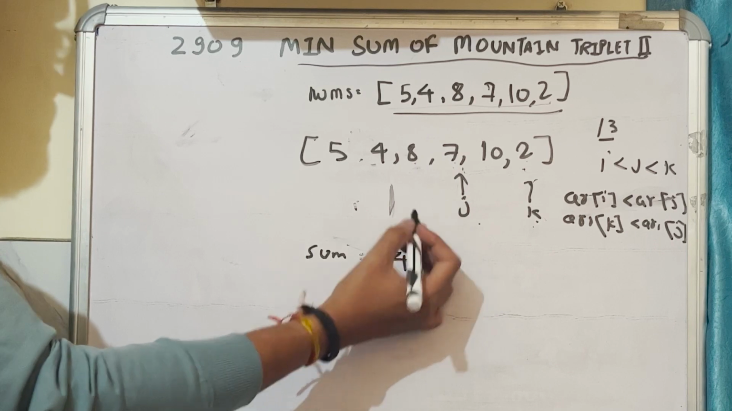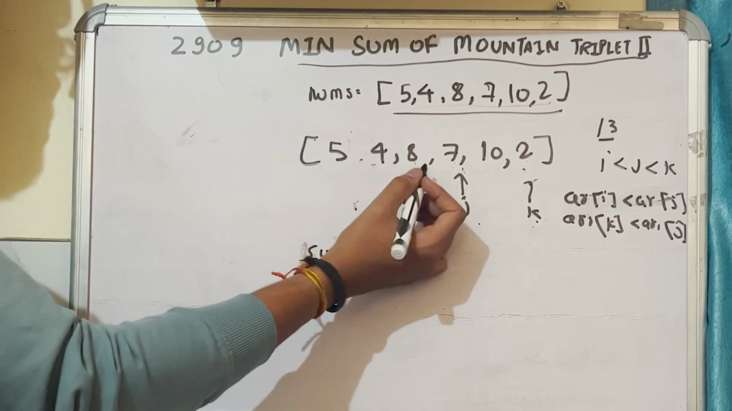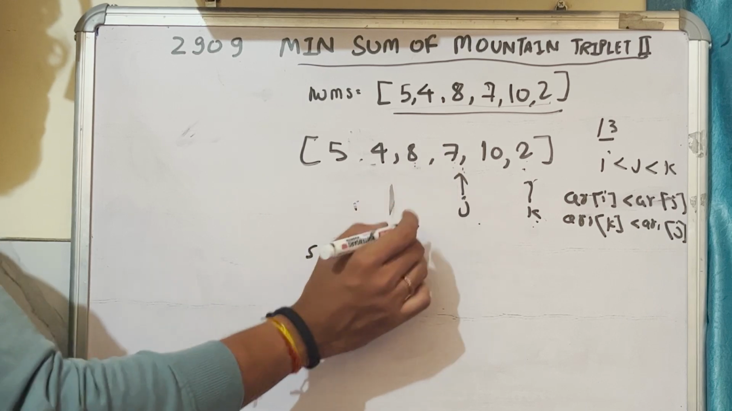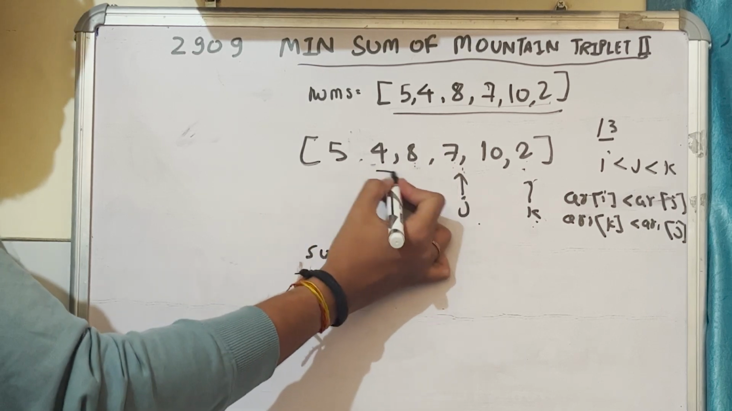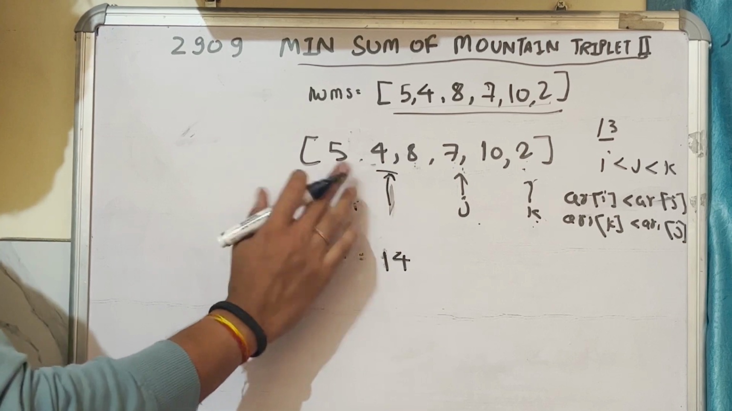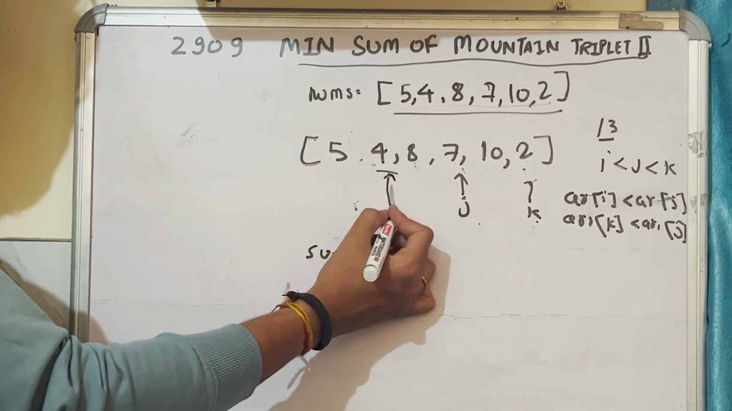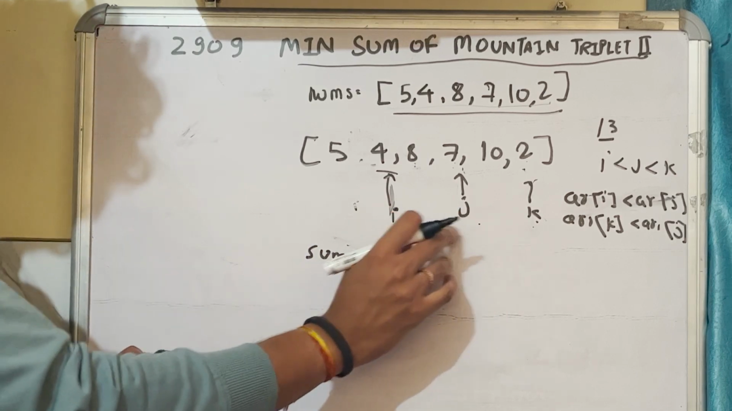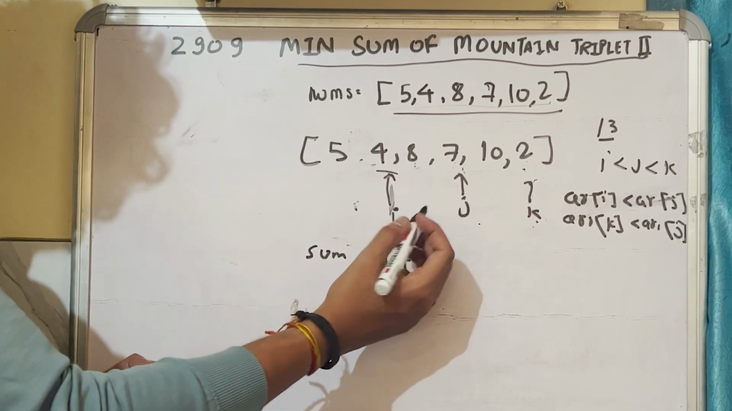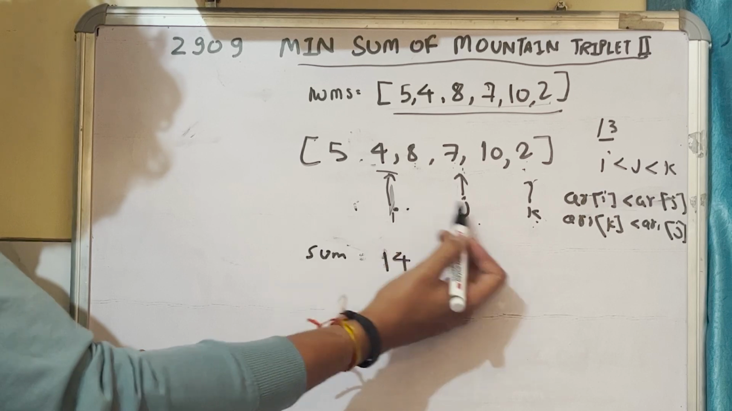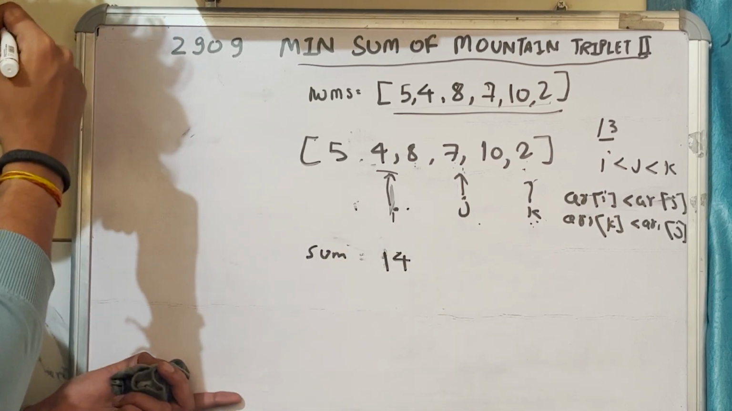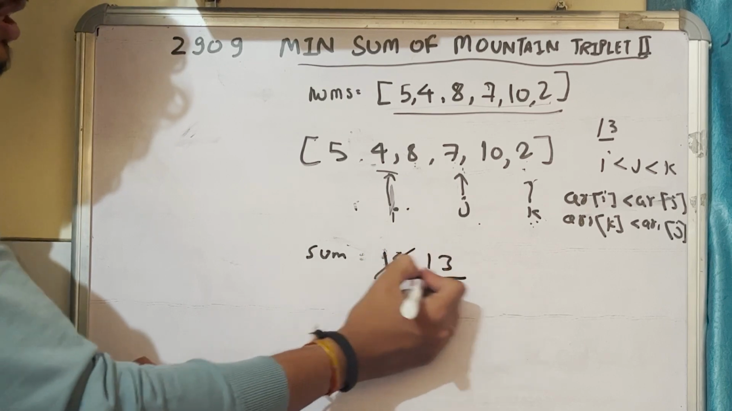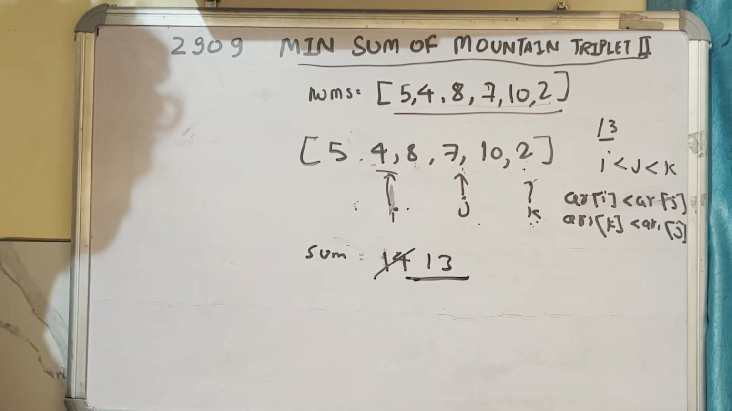Then you'll choose an index i. First we chose this. We can't choose this because 8 is greater than 7. So we will choose this. Last time we chose this, so the sum was 14. We'll choose i here. So then the sum will be the sum of all these values. So it will be 7 plus 4 plus 2, which will be 13. So your sum will change from 14 to 13. So this will be your minimum sum.